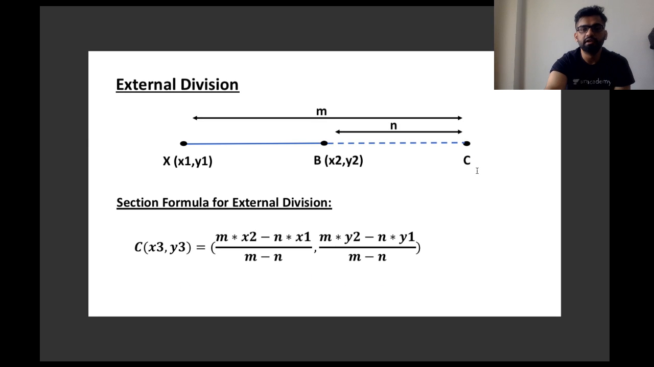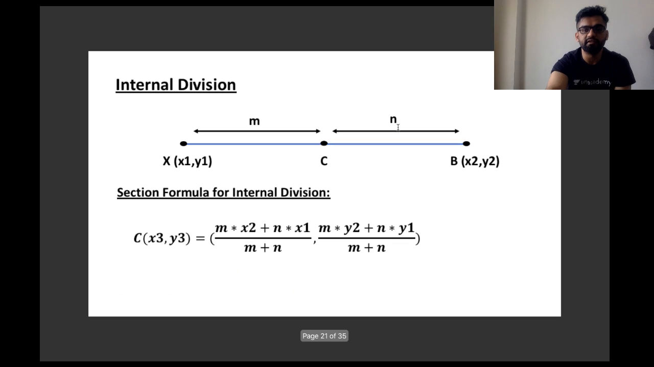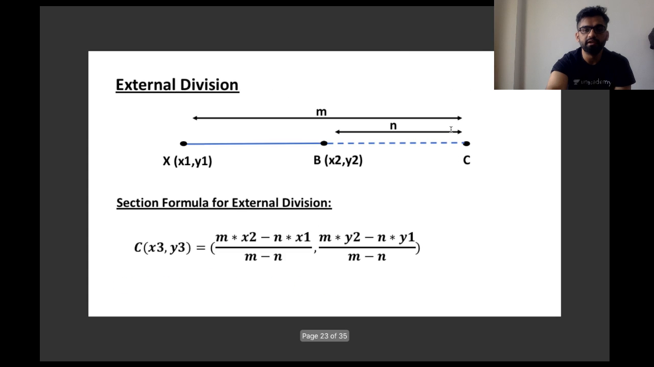But what if this point C was not dividing the line internally but externally? So AC is still M and BC is still N. In internal division, AC was M and CB was N. In this case also, AC is M and BC is N. So external division is happening in the ratio M is to N.